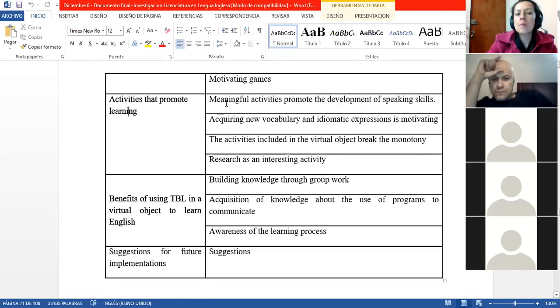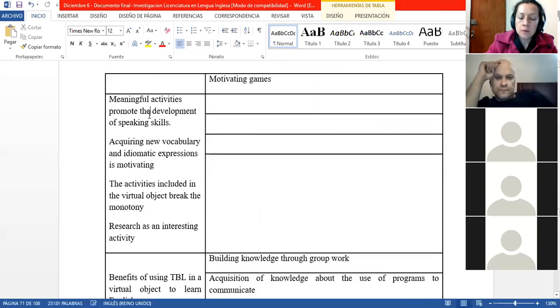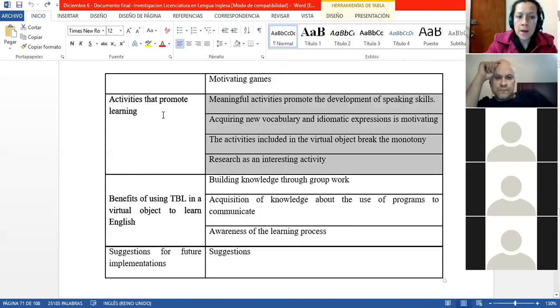Then we have a second group that is activities that promote learning. So students mentioned that those activities were meaningful, that they learn new vocabulary, that those activities were dynamic, so they help them to break the monotony, that those activities ask them to research a little bit, and they found it interesting. So all those opinions were grouped into a category that was labeled as activities that promote learning.